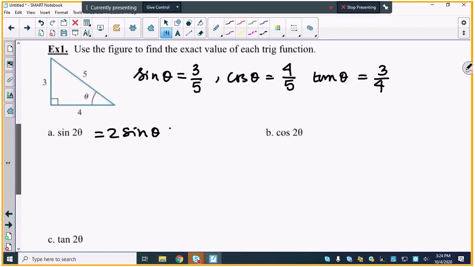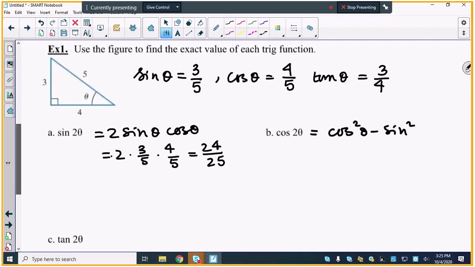Sine of 2 theta is 2 sine theta cosine theta. You have the values for sine and cosine, so you say 2 times 3 over 5 times 4 over 5, which is 24 over 25. That answers your question. Cosine 2 theta, you can write as cosine squared theta minus sine squared theta. So cosine squared theta is 4 squared over 25, so 16 over 25. Sine squared theta is 3 squared, 9 over 25, and I get 7 over 25 for cosine 2 theta.